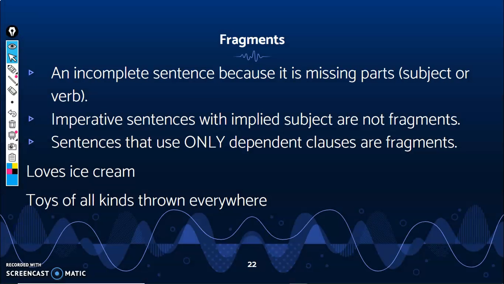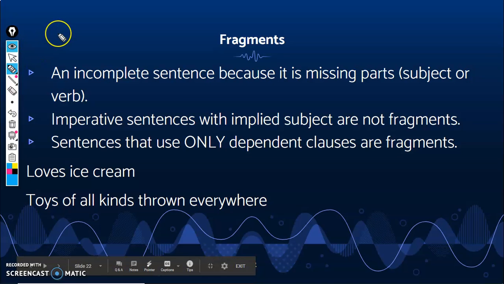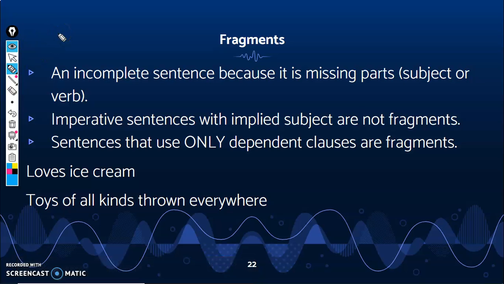So we're going to start with fragments. A fragment is an incomplete sentence because it is missing parts. So it's missing either a subject or a verb, or sometimes both, but very rarely both. Most of the time it's actually missing a subject. Just because it's missing a subject, though, doesn't mean that it's a fragment if it's an imperative sentence, because remember, an imperative sentence has that implied subject. Those aren't fragments. Okay, so keep that in mind.